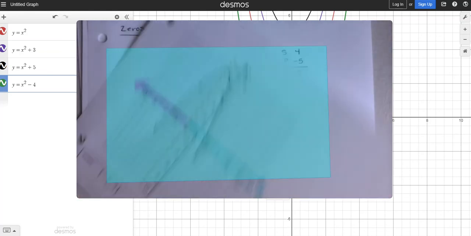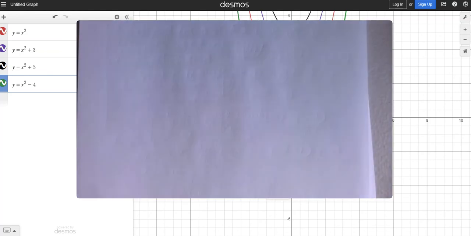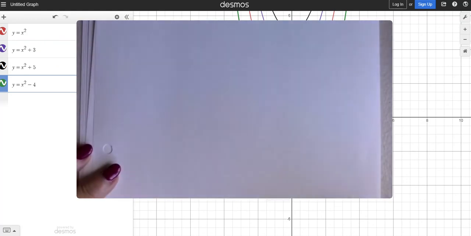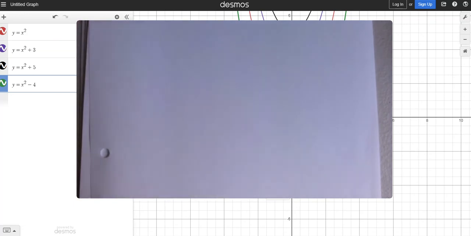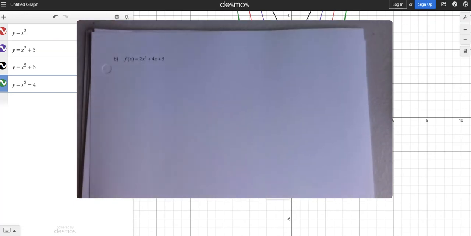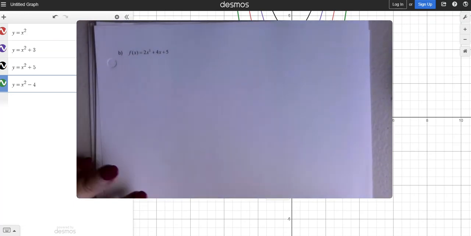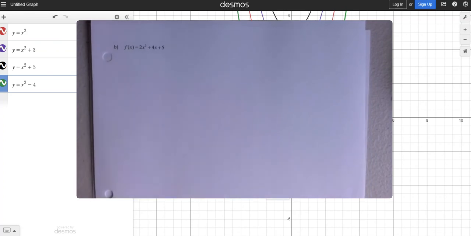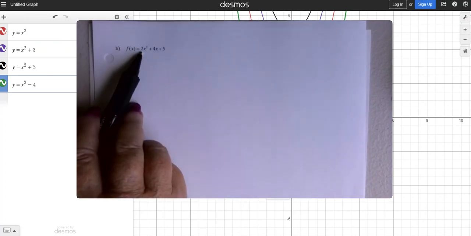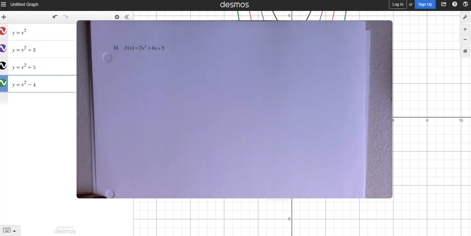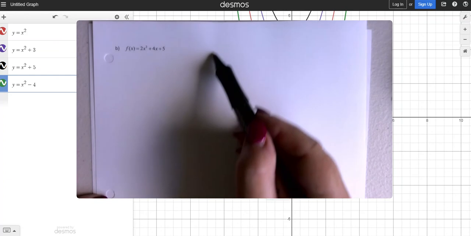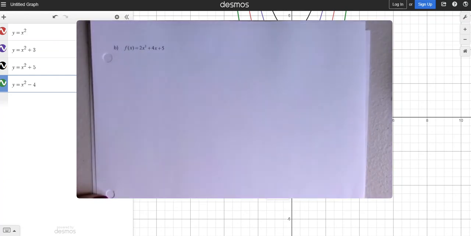All right, let's do one more standard form graph. I've got my function here, and notice that the leading coefficient is a positive 2. So the only thing I can really say from this standard form is I'm expecting this one to be the right side up parabola. It doesn't have a negative leading coefficient.